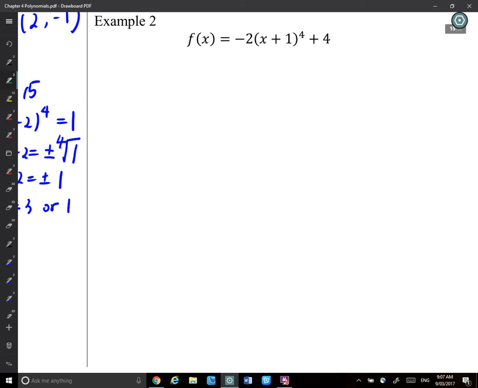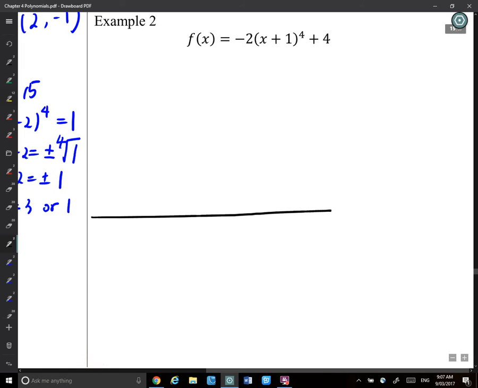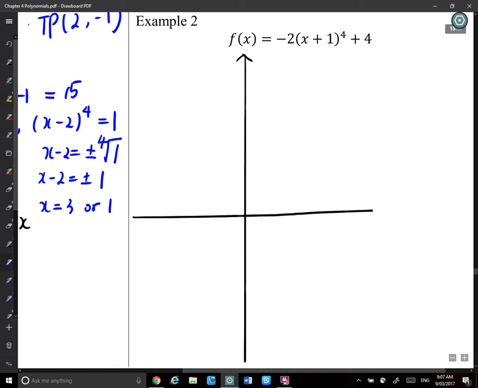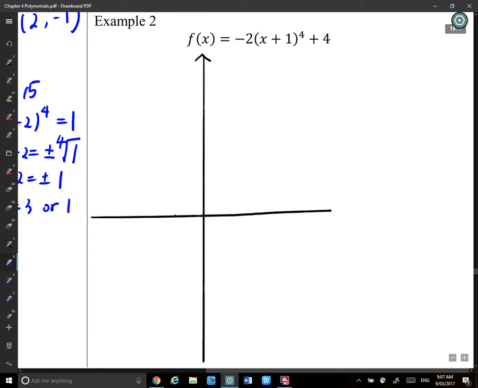Okay, for the next one, I will have a turning point at -1 and 4, which is here, and it's a decreasing graph like that. So you will have 2 intercepts. First, when x equals 0, y equals -2 times 1 to the power 4 plus 4, that equals 2. So you have 0, 2, which is here.